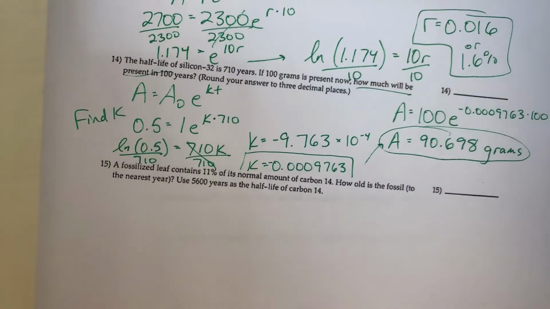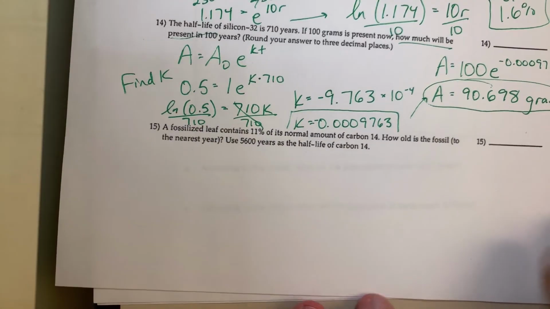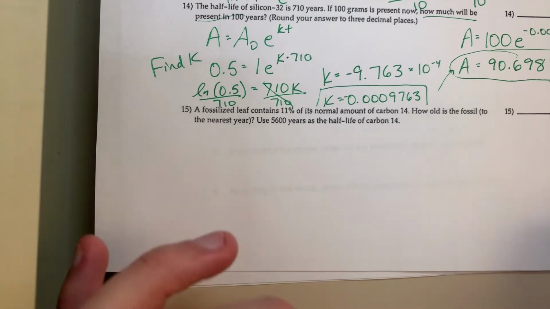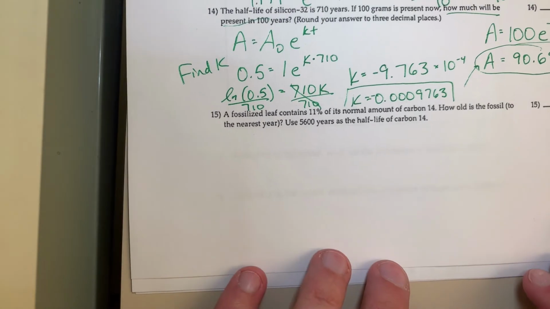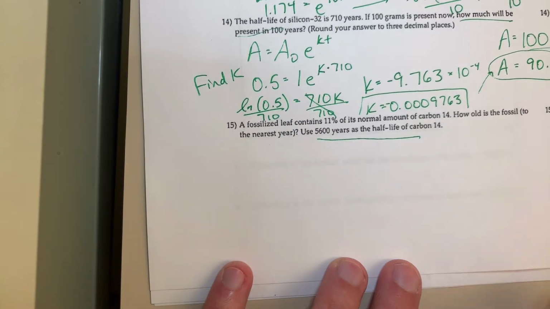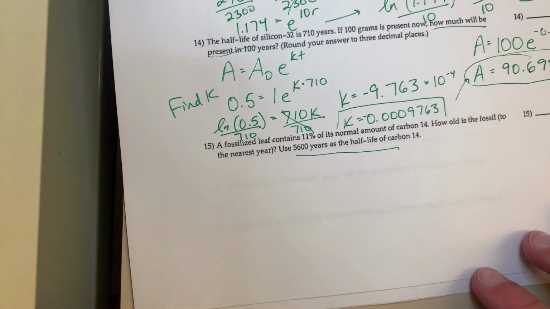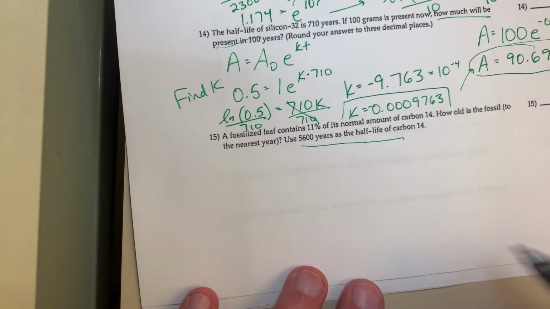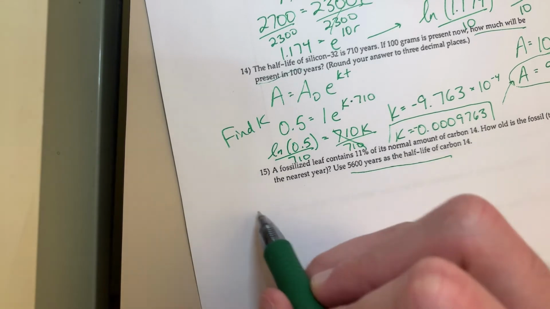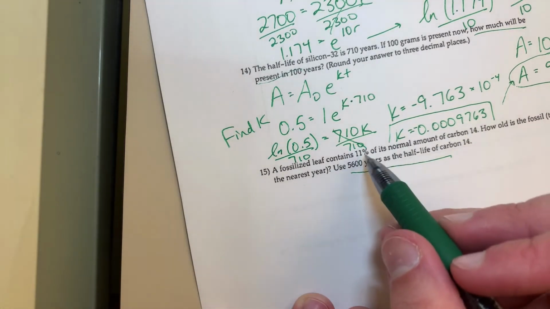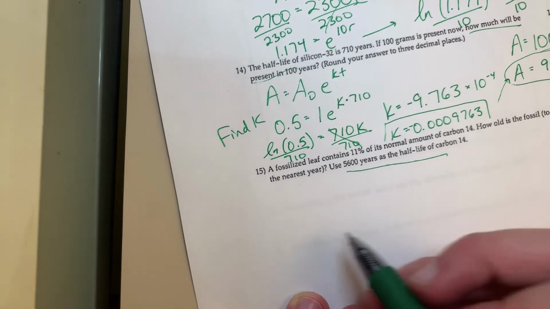All right, last one of these and then on to the last page. So a fossilized leaf contains 11% of its normal amount of carbon-14. How old is the fossil to the nearest year? Okay, 5,600 years is the half-life. With this, kind of the same as the last one. I'm not given a decay rate. Don't be deceived. This is not a decay rate. That's how much is left after a certain amount of time.